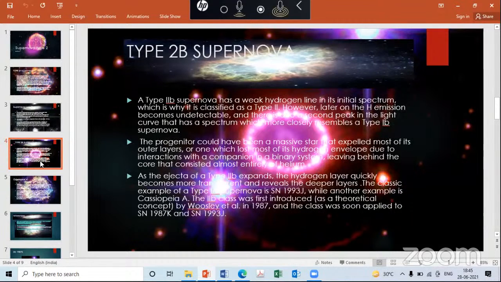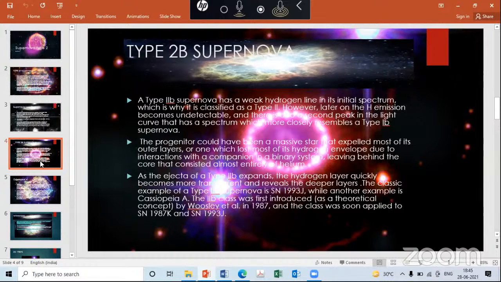It can be closely applied to SN 1987K and SN 1993J. Very famous examples of type 2b supernovae are SN 1993J and Cassiopeia A.